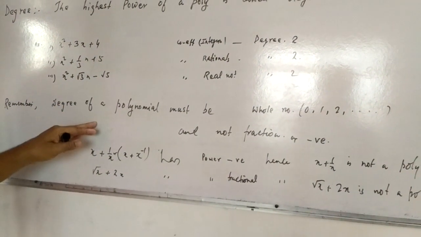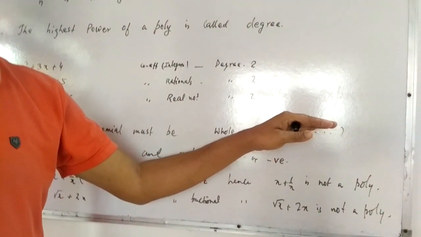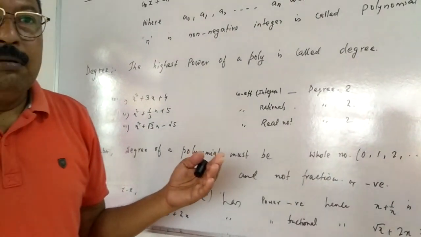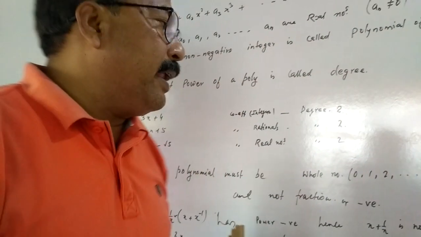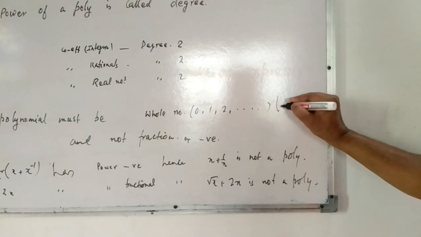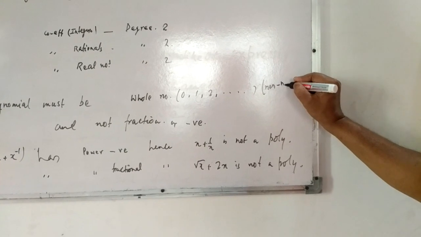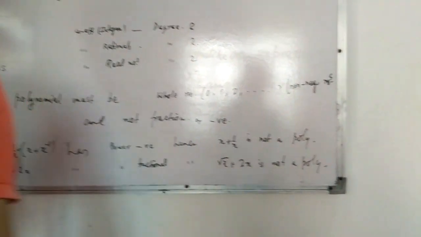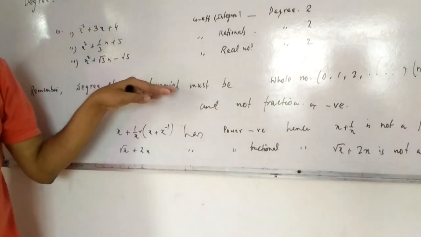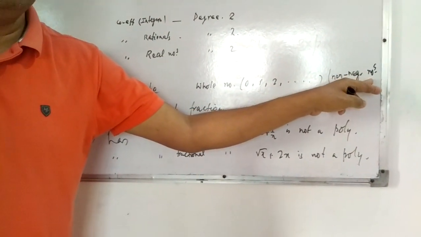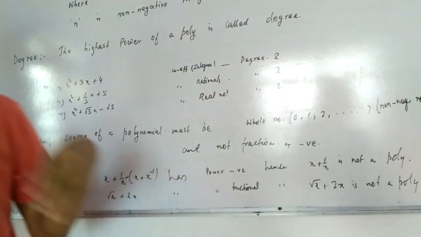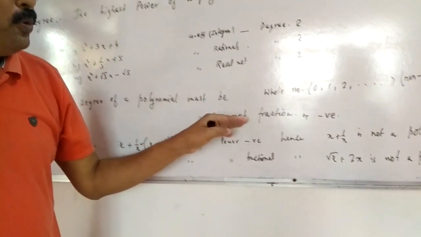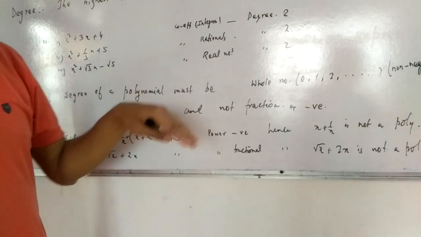Remember that the degree of a polynomial must be a whole number. That is 0, 1, 2, 3, up to infinity. You can say they are non-negative numbers. The degree of a polynomial, that is the power of a polynomial, should always be a non-negative number. It can never be negative. It might be positive, it might be 0. And the power should always be non-negative.